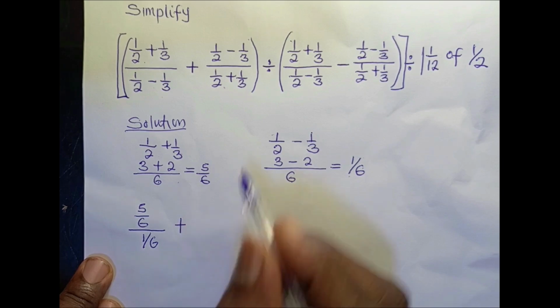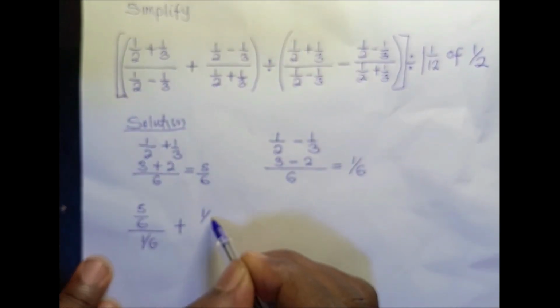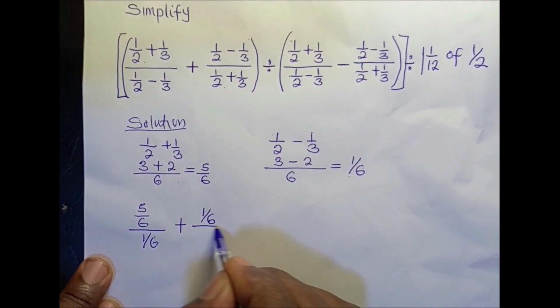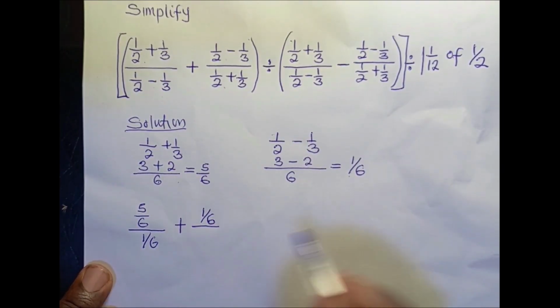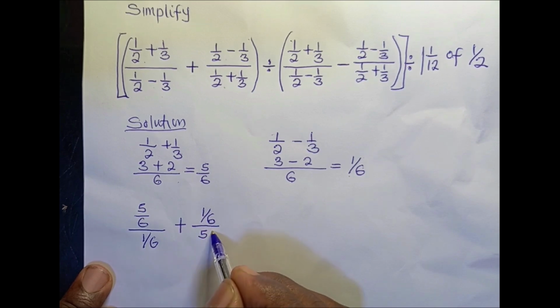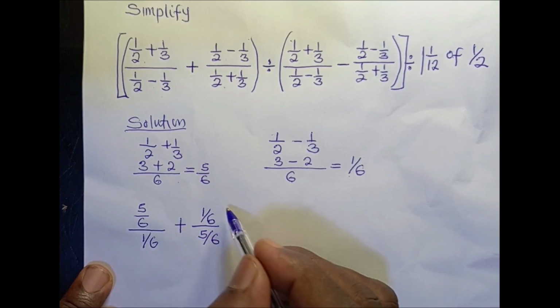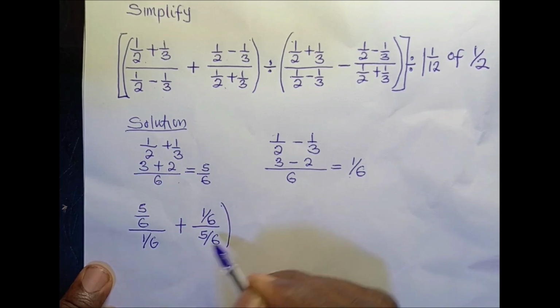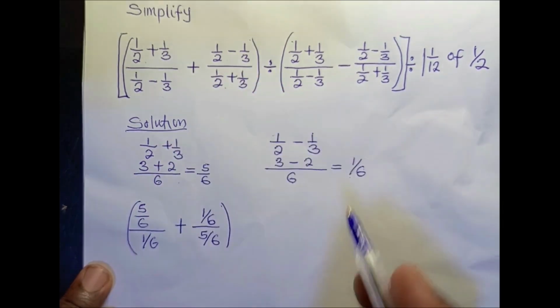Plus, here will give us 1 over 6. I hope you get that. That is the top subtracting. Divided by 5 over 6. That is for this bracket, the first bracket.